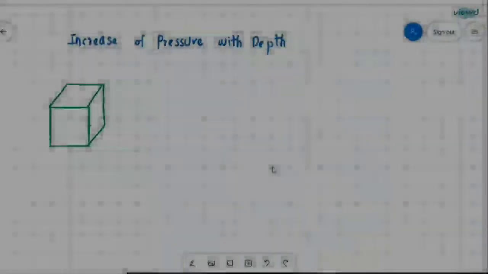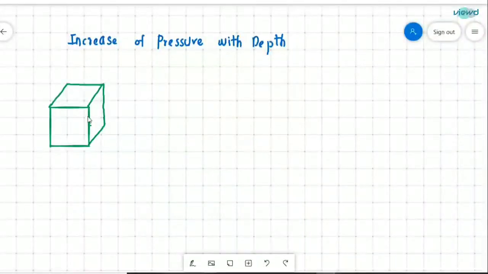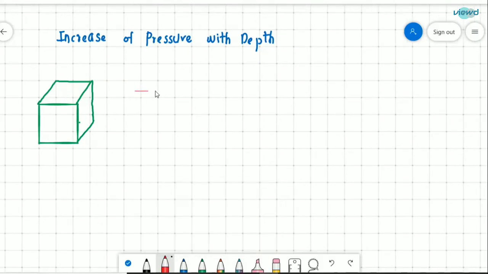We have seen that pressure at a point is the same in all directions, but at different points the pressure will be different. Let us see here. There is fluid, and in the last video we have seen that if you consider a particular point, the pressure will be the same in all directions. Here let us say P1, and here also there will be P1, P1, P1, P1.